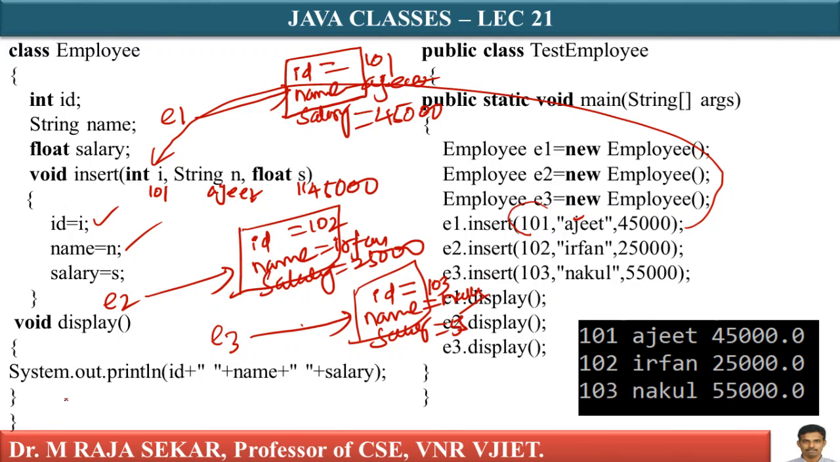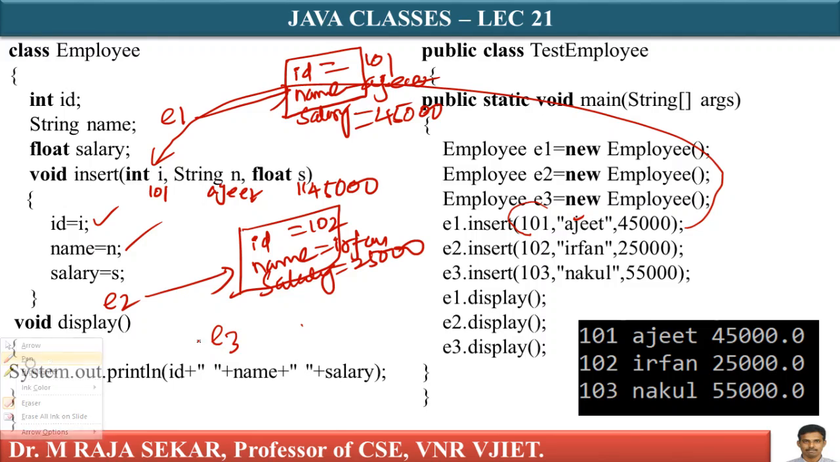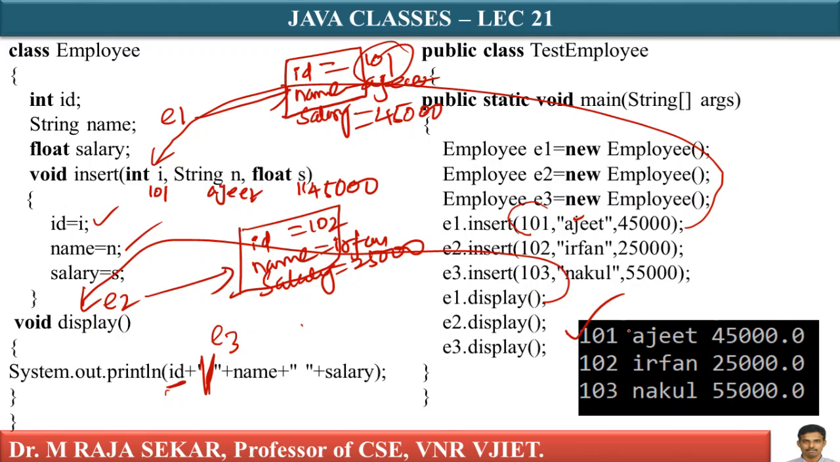How can I display? Just see this. Let me erase this one. What is this? E1 dot display. What is the meaning of E1 dot display? It means I will go to the display method, in which E1 is referring to this object. ID means what will it print? 101. Appending space, name. What is the name of the E1 referred object? Ajit. Appending space, salary. What is the salary of the object referred by E1? That is 45,000.